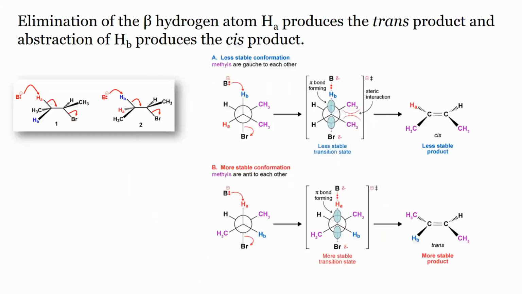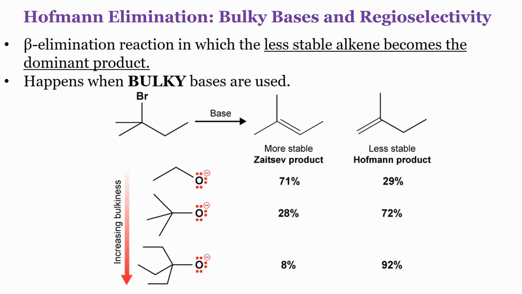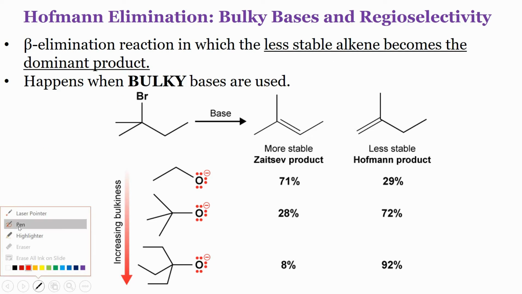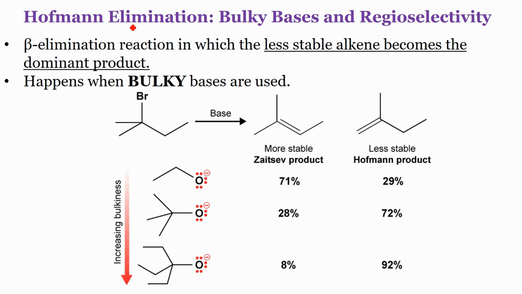Okay, so now let's see. I think this is a slide right here. Okay, so Hofmann implies the less substituted double bond turning out to be the major. That's what Hofmann elimination means. And to get the Hofmann product with E2, you have to use a bulky base, because the bulky base is not going to go within the molecule looking for the beta hydrogen sitting on the most substituted carbon. It's going to go for the most available beta hydrogen.